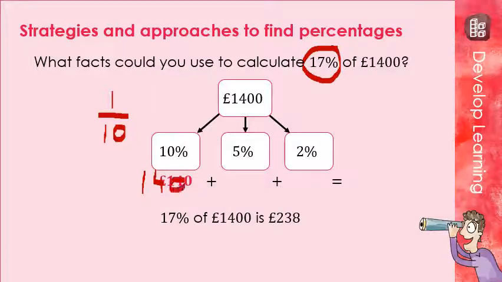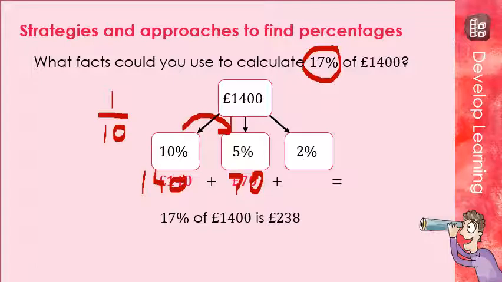Then we're going to go back to the main number, 1,400. We're going to find 5%. Now we don't know any rules to find 5%, but we do know that 5% is half of 10%. So actually all I need to do is find out what half of this 10% is. So half of 140 is 70 because I know that half of 14 is 7. So that was nice and easy.